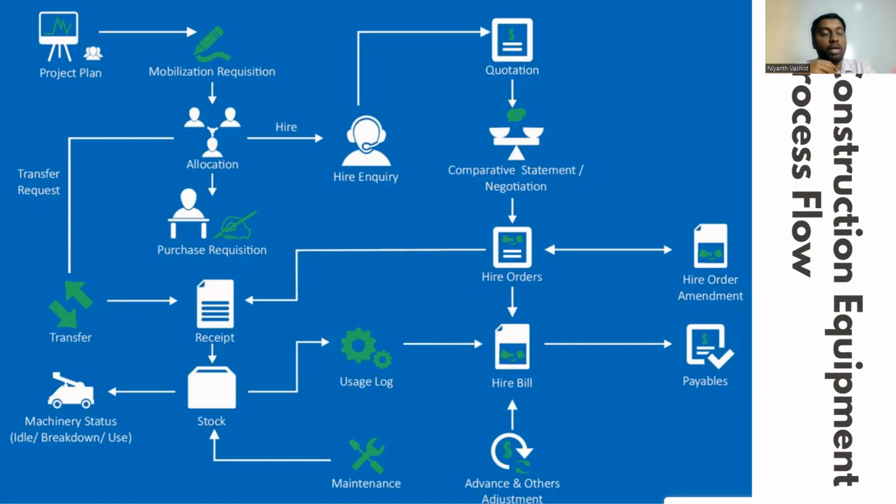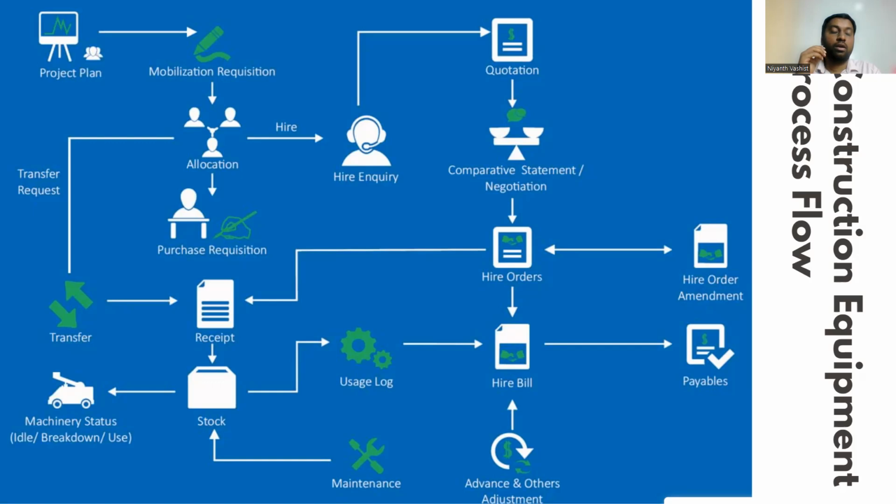Here we come down below the allocation, where you will be looking at purchase requisition. Purchase requisition means how much money is required and how exactly we can fund it. Based on that, we'll be looking at transfer requests. If you have any equipment coming from any other site, which is free, not being used, idle, that can be transferred to your site as well. Hence, the receipt will be given. So either from the transfer there will be a receipt, or from the buying of the equipment you have the order, the order amendment if there are any changes, and you get the receipt.